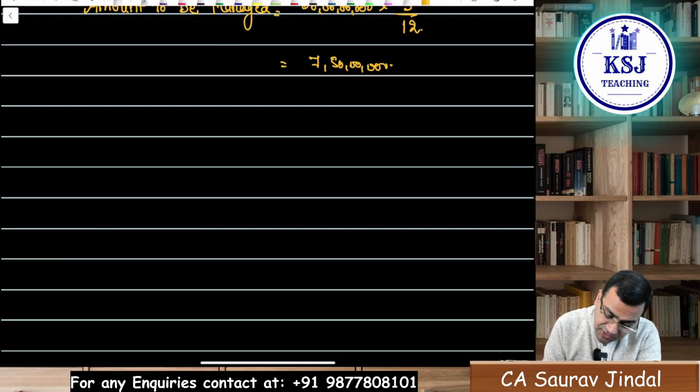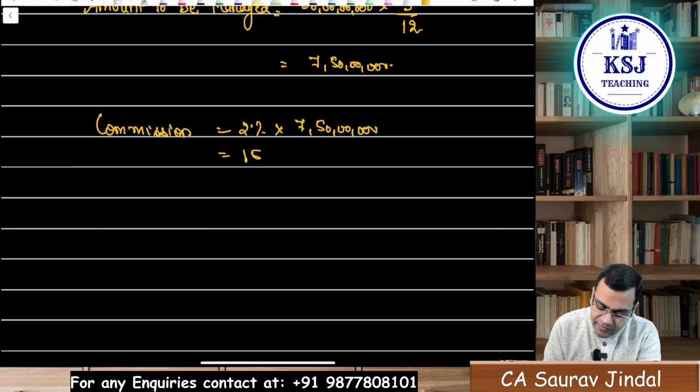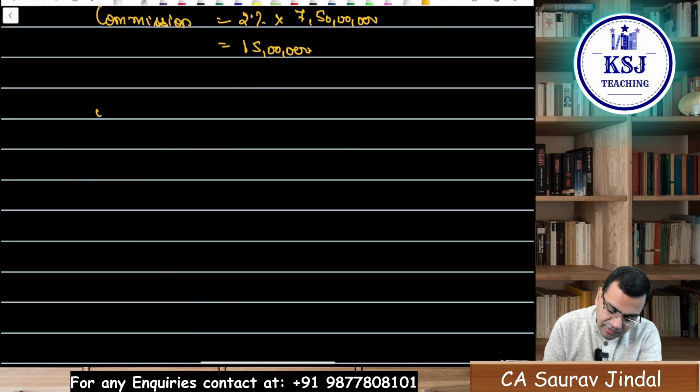Right, now the factor says, sir, I will charge commission on this. Okay, I say, okay, you will charge commission because nobody is going to provide services free of cost. So commission will be 2% of this 7 crore 50 lakhs. That comes to 15 lakhs. This commission comes out to be how much? 15 lakhs. Correct. Now, what will be the advance money?